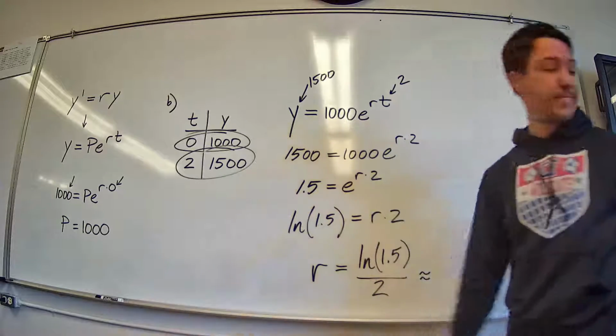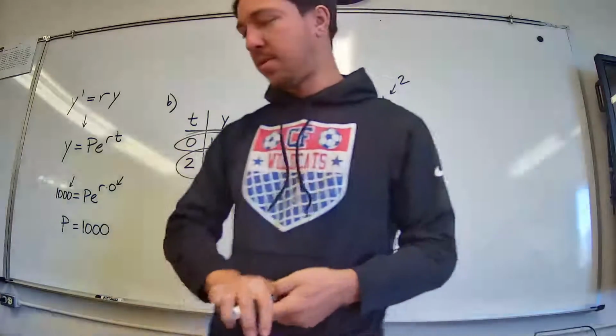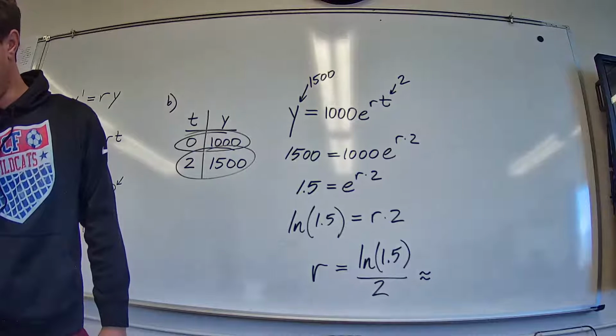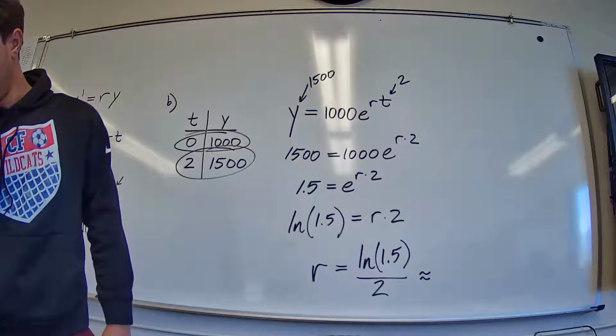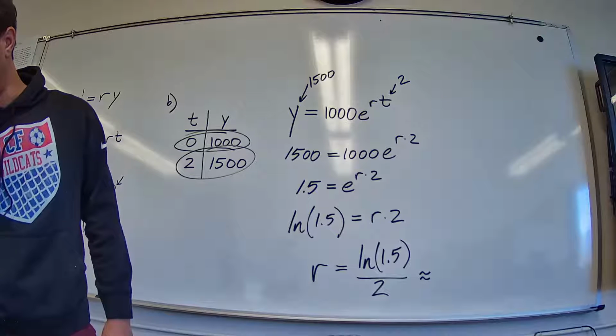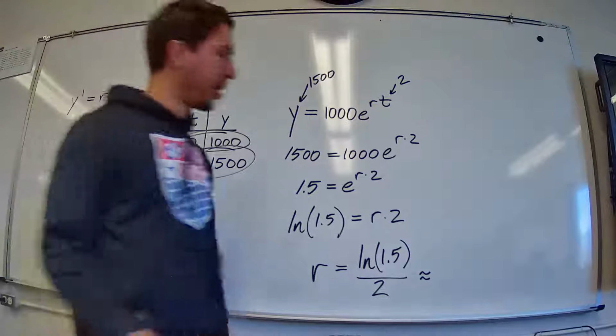So you ask the calculator, what is... I mean, my Google will do it for me. Hey, Google, what's the natural log of 1.5 divided by 2? And Google told me it's 0.20273.